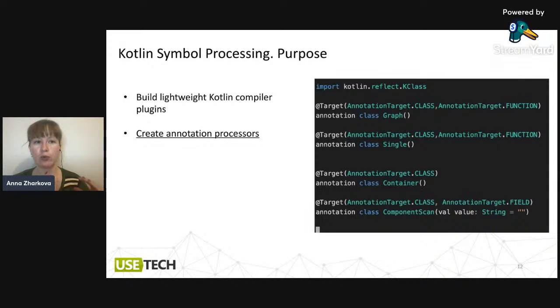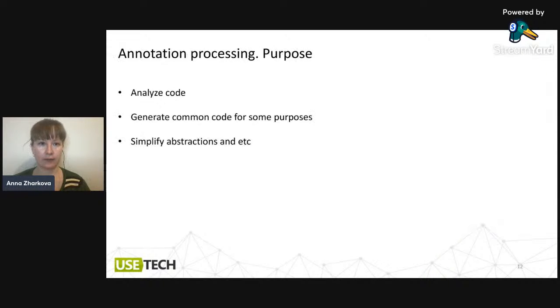For compiler plugins, we will use another technology. To compare them correctly, let's begin from this. The main purpose of annotation processing, and why we will use annotation processing, is to analyze our code, then generate some common code for our purpose, and it will simplify our abstractions.